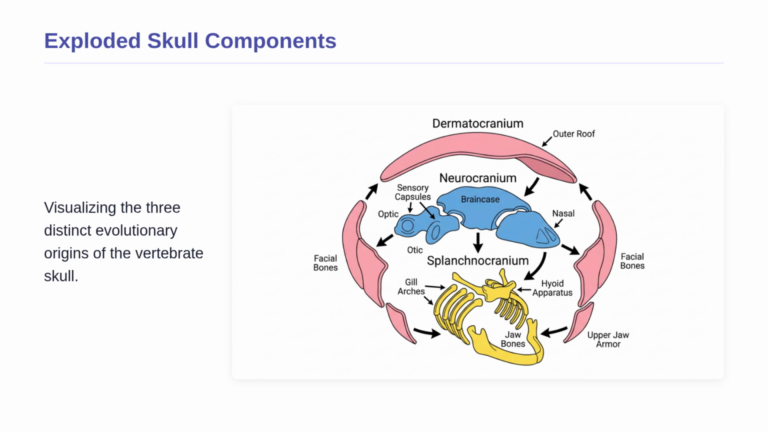Finally, the pink structure represents the Dermatocranium. See how it acts like a helmet, providing the outer roof, the facial bones, and the upper jaw armor that wraps around the entire system.